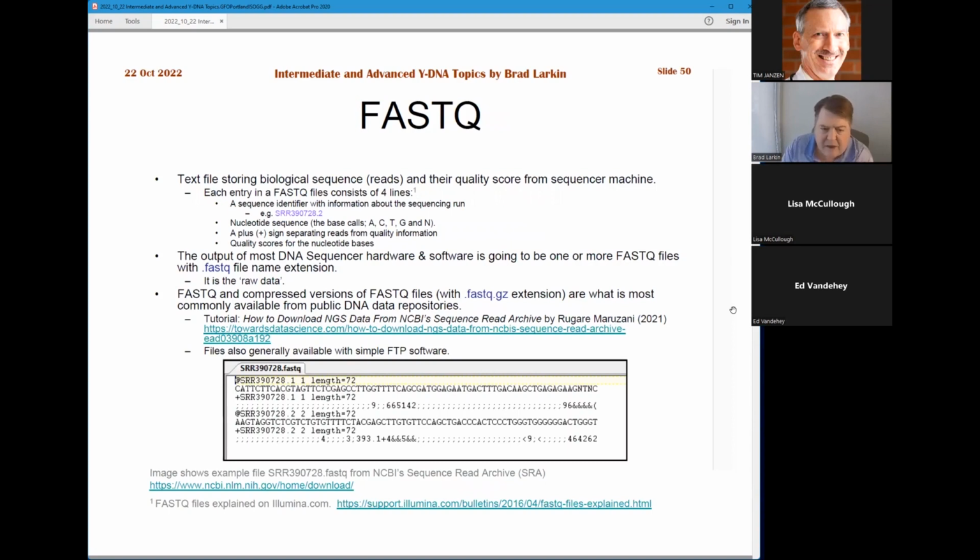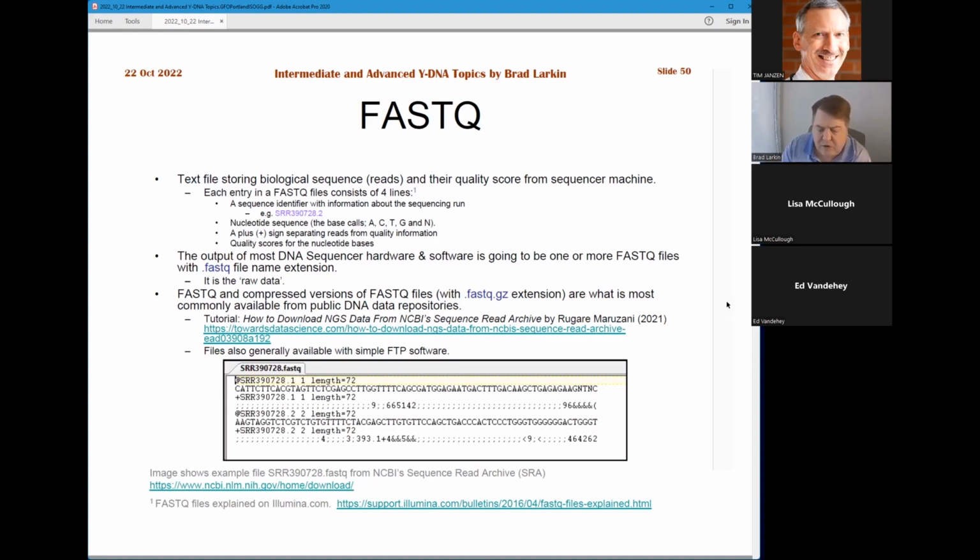FASTQ files are what you get if you look in online genetic archives. A lot of times what they'll have available is FASTQ. That's the raw reads, but there's no alignment. So that's where you're going to need to use some alignment software. They're often compressed just to save disk space and transfer time, but there's some tutorials on how to download NGS data. And this shows an example FASTQ file from NIH's Sequence Read Archive.